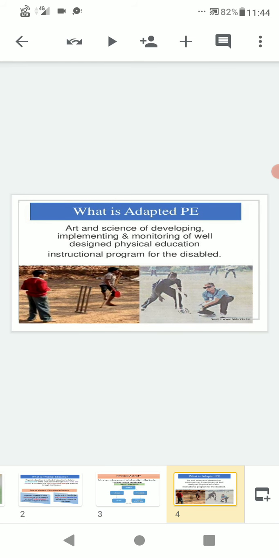So, what is adapted physical education? P for physical, E for education. It is the art and science of developing, implementing and monitoring of a well-designed physical education instructional program for the disabled. You can look at the pictures here. Programs for adaptive physical education here.